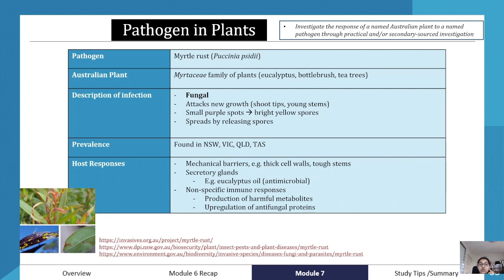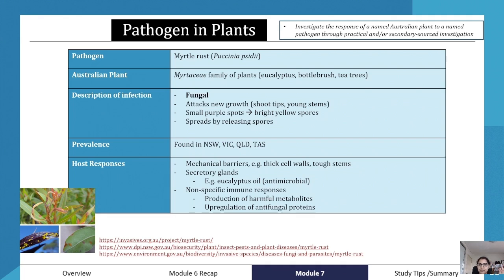The description of this disease: the myrtle rust is a fungal disease. It attacks new growth, so shoot tips and young stems. It is recognized by symptoms that include small purple spots that have bright yellow spores. It spreads by releasing spores like fungal pathogens do. It is found in New South Wales, Victoria, Queensland, and Tasmania.